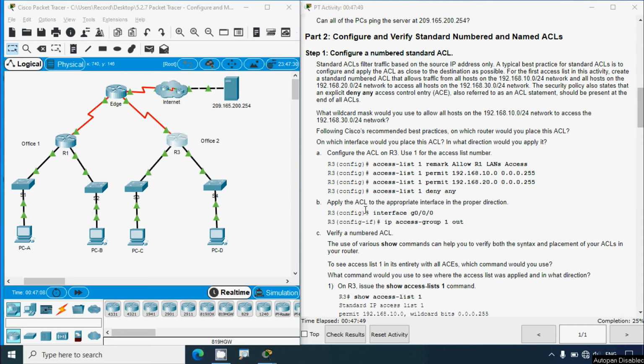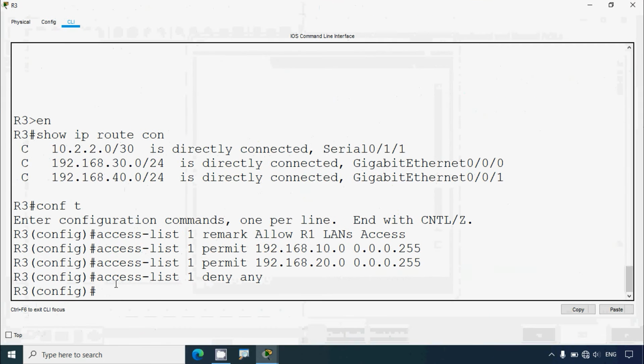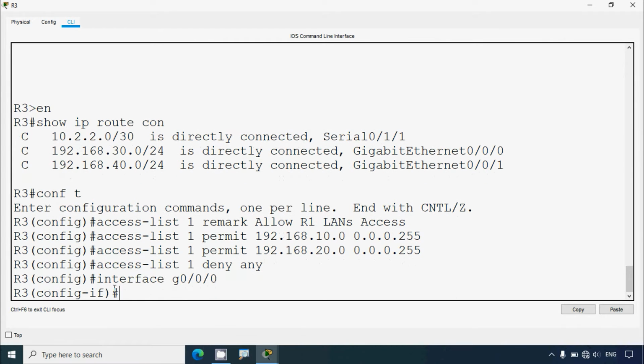Then apply the ACL to the appropriate interface in the proper direction. Yeah, already we discussed we have to apply this ACL to this interface G0/0/0 connecting to this network, that is IP access group 1 in out direction. We will do that. We have to go to that interface, that is G0/0/0, and here we will give IP access group, that is 1 direction out.